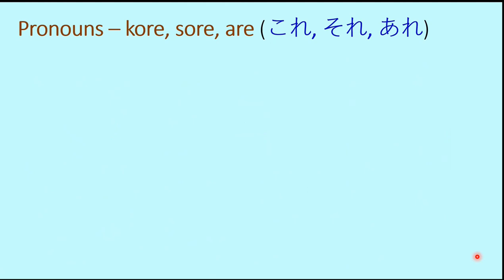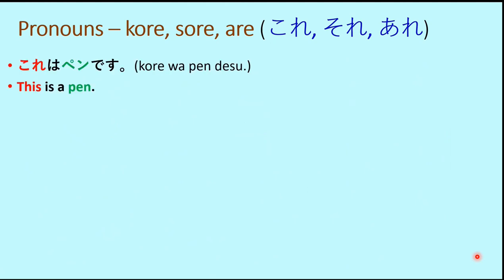Now let us see some examples using sentences. This is a pen. Kore wa pen desu. Kore wa pen desu. This is a very simple sentence. This is a pen.